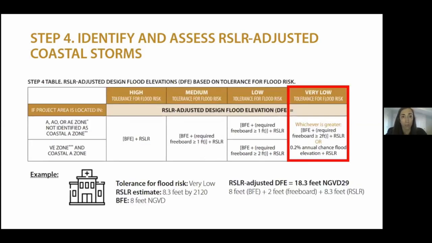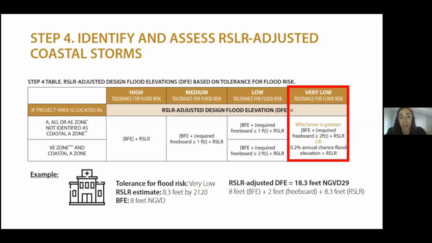So here's our hospital that we determined had a very low tolerance for flood risk, and that should plan for 8.3 feet of sea level rise by 2120. For the sake of this example, let's say that the hospital is going to be sited in the 1% annual chance floodplain in an AE zone with a BFE of 8 feet GVD. To calculate RSLR adjusted DFE, we're going to use the equation presented in the step 4 table that corresponds with very low tolerance for flood risk.